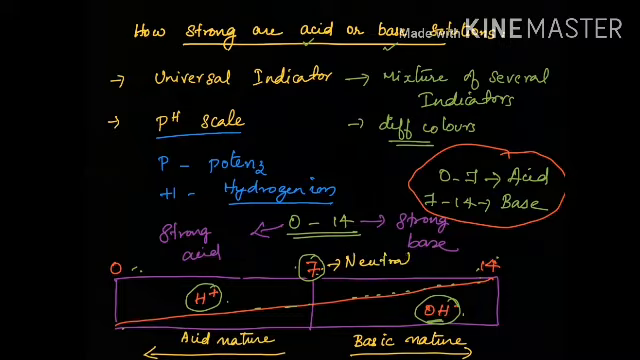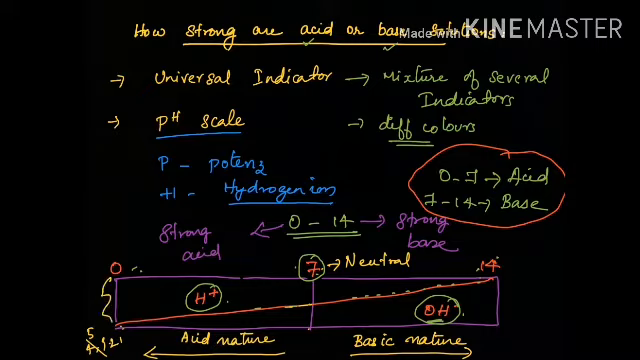It will be neither acidic nor basic. It will be a neutral solution. Okay, so moving here from 7 to 0, it can have a value between 6, 5, 4, 3, 2, 1, whatever that value is. So if it is going towards 0, that means its acidic strength is increasing, right?